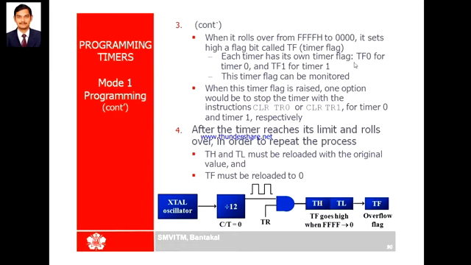Each timer has its own timer flag: for timer 0 we have TF0, and similarly for timer 1 we have TF1. When this timer flag is raised, one option would be to stop the timer with the instruction CLR TR0. I can change this particular bit. The last step: after the timer reaches its limit and rolls over, in order to repeat the process, we have to reload the value. TH and TL must be reloaded with the original value, and TF must be cleared to 0 for the next timer operation.